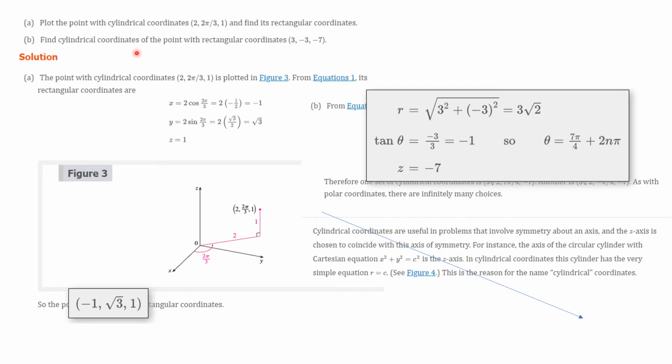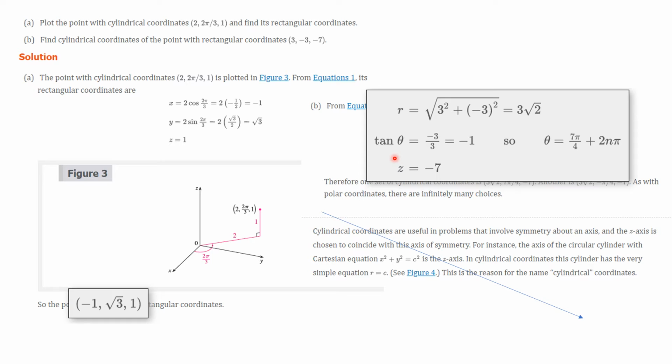For the second one, you're finding just the cylindrical coordinates, so we use the reverse transform, and so we find that this is 3, minus 3, minus 7. So r is the principal square root of x squared plus y squared, which, when you simplify, is going to be the square root of 18, which is 9 times 2 under the root. You can pull the 9 out. So it's 3 square root of 2.